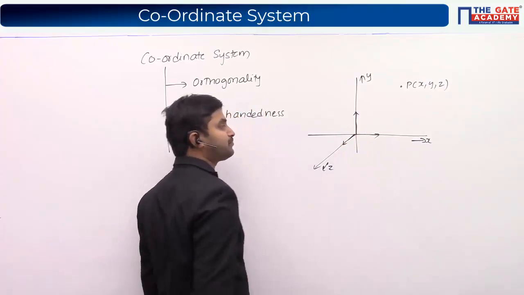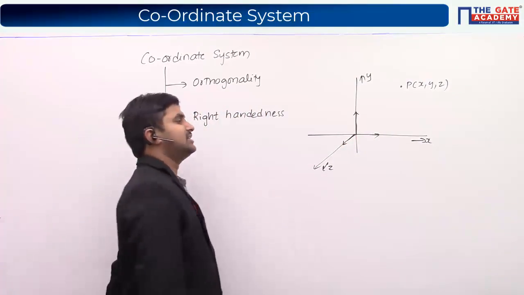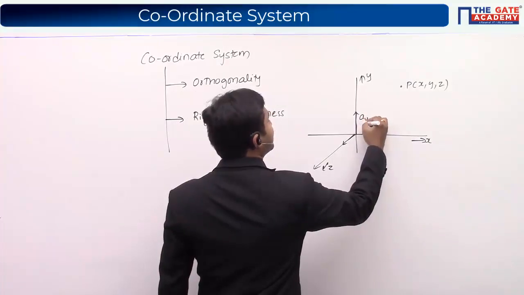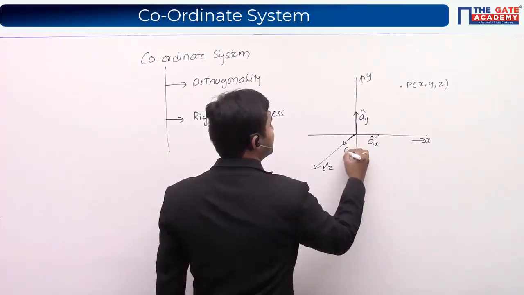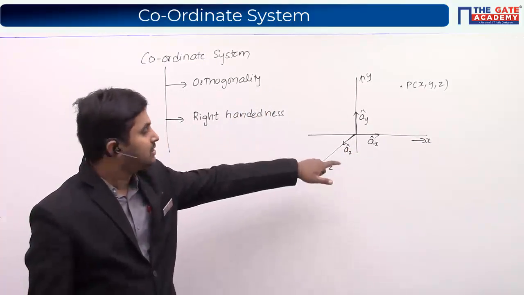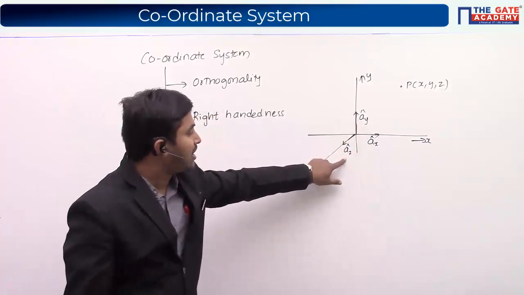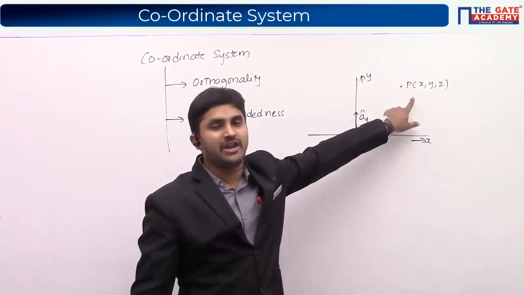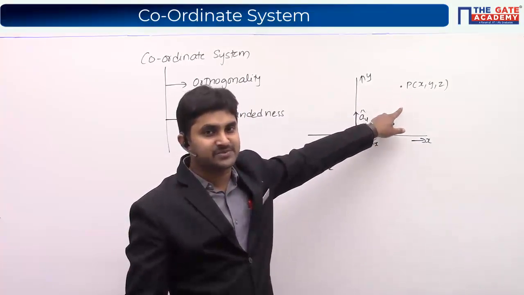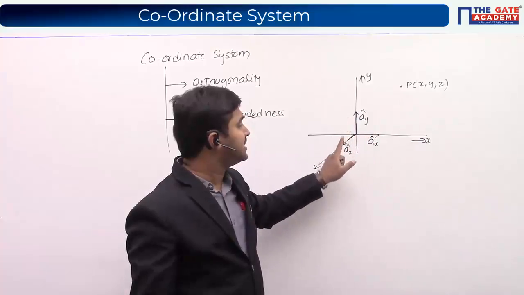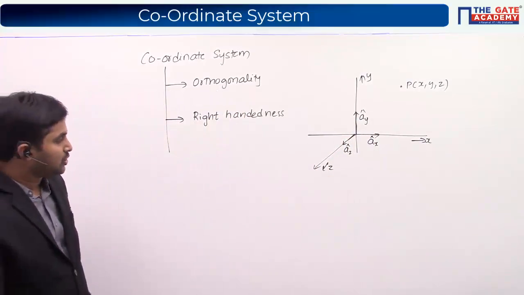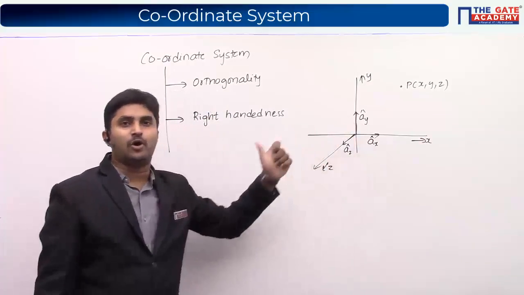Now you see, we consider that the x direction is represented by a_x cap, the y direction by a_y cap, and the z direction by a_z cap. Now, don't you think these three unit vectors that I have to represent any particular point in space are orthogonal to each other? These three directions that we have are going to be orthogonal to each other.